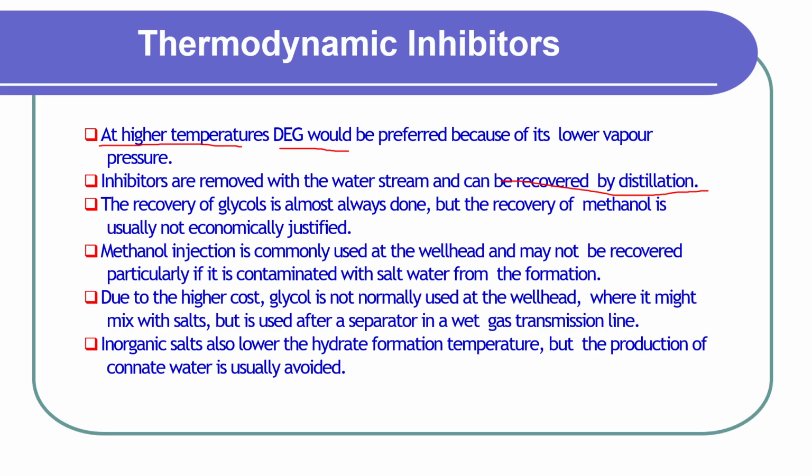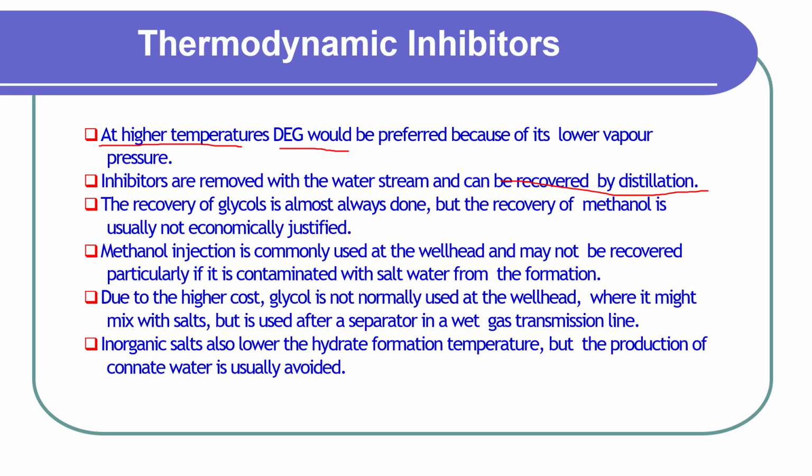So the first fact is that DEG is preferable if you are dealing with high temperature. The second fact is that once you do the chemical injection using thermodynamic inhibition, the chemical will bind with water. After that, you will separate this water and the chemical with it, and then you can recover the majority of this injected chemical, the thermodynamic inhibitor. If you are dealing with glycol, normally you can recover the glycol using distillation. If you are dealing with methanol, it's very hard to recover the methanol with distillation.